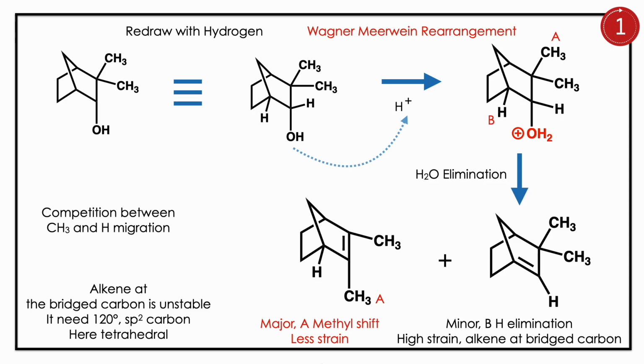How the cation will be quenched? Here only chance is cation will be quenched by H elimination. So H eliminates, you have alkene formation. That alkene has two possibilities because you can generate it with methyl shift as well as hydrogen shift. Both are possible, but methyl shift leads to the major product because it creates less strain there.